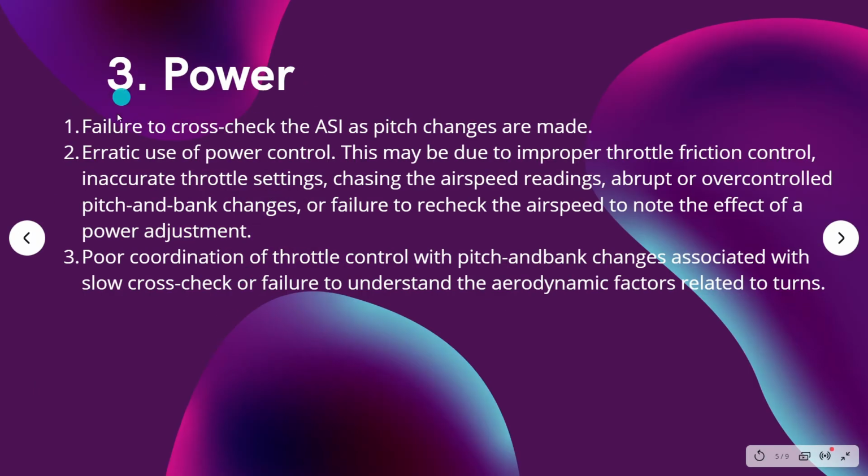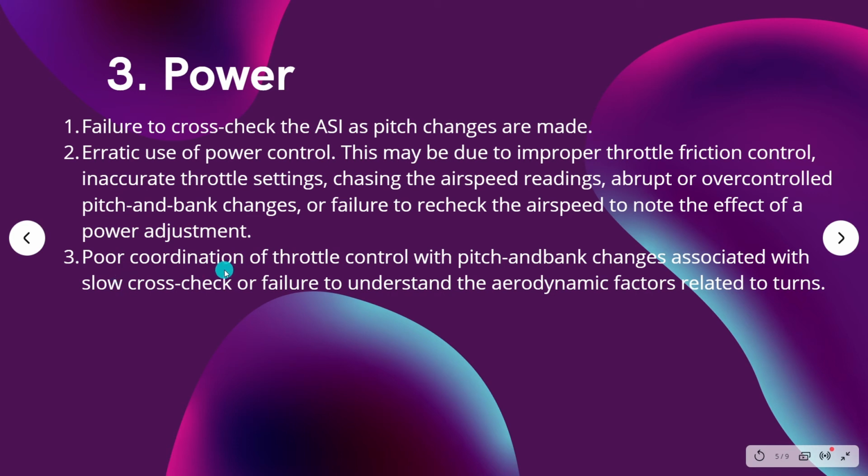Next, we have power and its corresponding faults. First fault, failure to cross-check the ASI as pitch changes are made. Erratic cues of power control. This may be due to improper throttle friction control, inaccurate throttle settings, chasing the airspeed readings, abrupt or over-controlled pitch and bank changes, or failure to recheck the airspeed to note the effect of power adjustment.